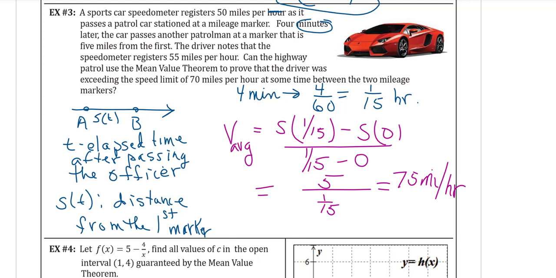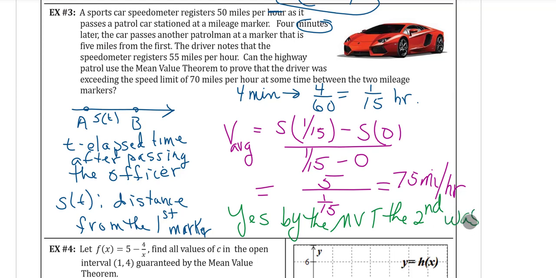So yes, by the MVT, the second car was exceeding the speed limit.